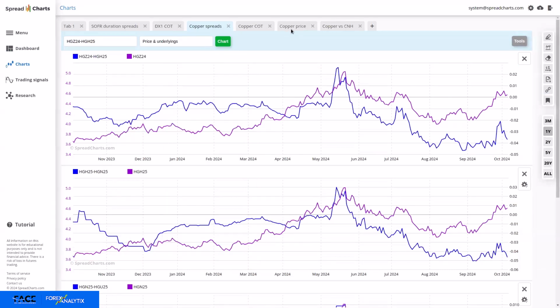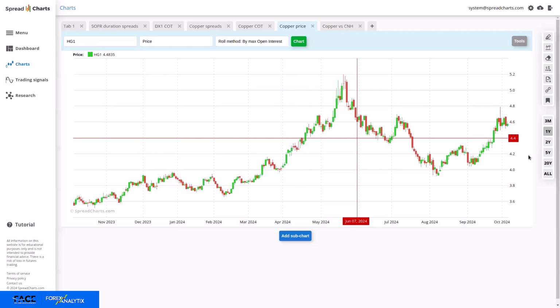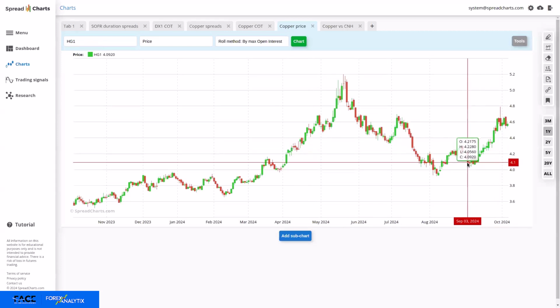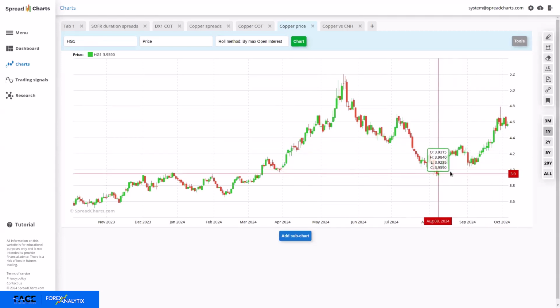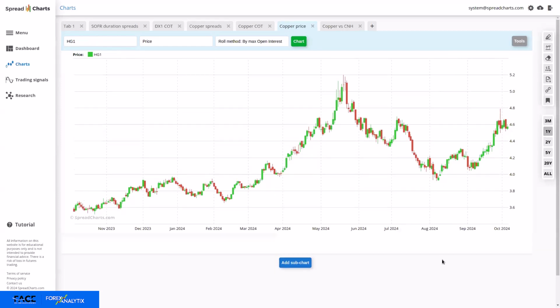So copper, I will move this zoom panel. We have copper here. Here we have the copper price chart. This is the first continuous contract for copper. And copper has been in an uptrend since September. It's been quite a strong trend.